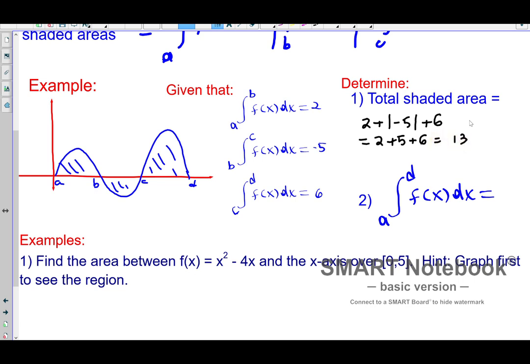On the other hand, if the question says, not area, but just the integral, what is the integral from a to d of f of x dx? There, the question didn't refer to area, it just said integration, right? In that situation, there is no reason to take absolute values. So that would be 2 plus -5 plus 6, and that will be 3.